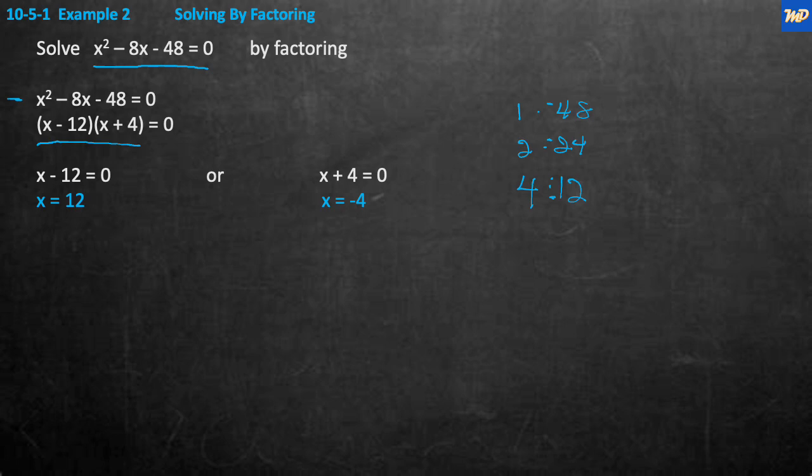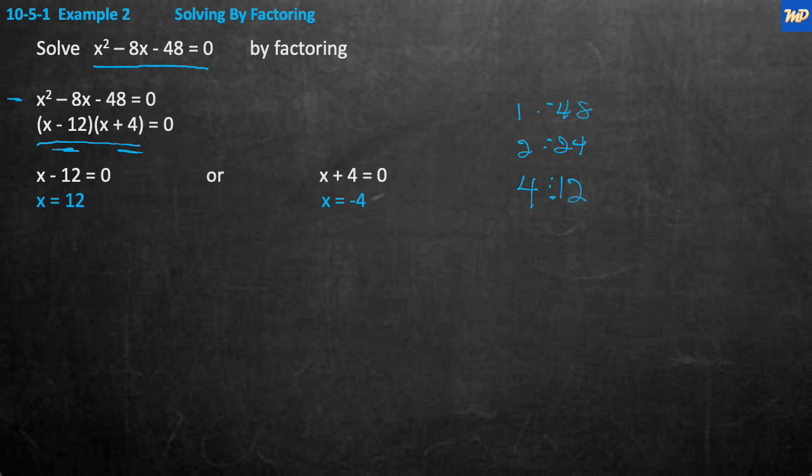So I'm going to substitute into my binomials a negative 12 and a 4. Now I know that when I multiply these together, I get negative 48, and when I add these two together, negative 12 plus 4, it's going to be negative 8. So there are my two binomial terms, and now I can solve for x.